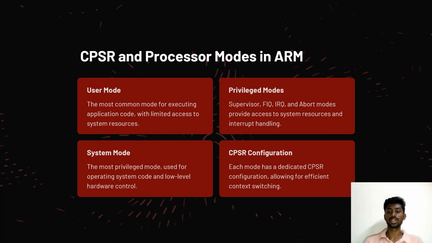CPSR and the processor modes in ARM embedded systems. User mode. The most common mode for executing application code is user mode, with limited access to system resources. Privileged modes. Supervisor, FIQ, IRQ, and abort modes provide access to system resources and interrupt handling. And at the third, we have system mode. That is the most privileged mode used for operating system code and low level hardware control. So at the last, we have CPSR configuration. That is, each mode has a dedicated CPSR configuration allowing for efficient context switching.